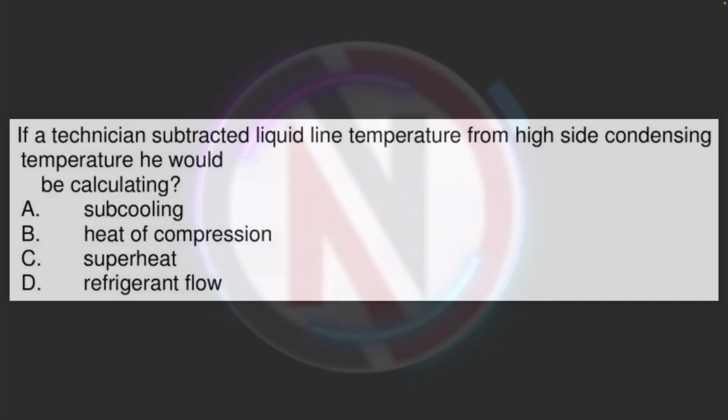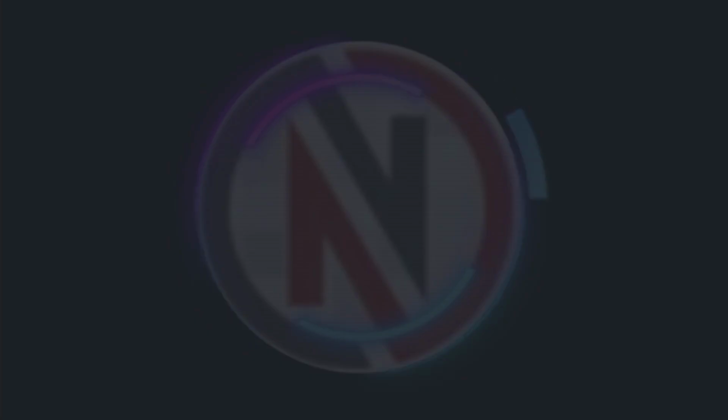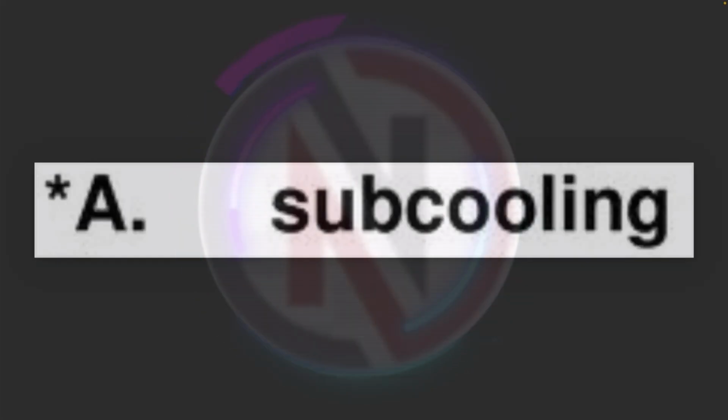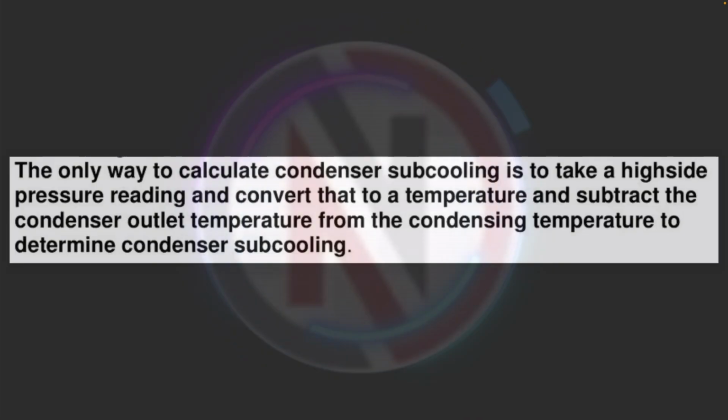If a technician subtracted liquid line temperature from high side condensing temperature, he would be calculating: A. Subcooling. B. Heat of compression. C. Superheat. D. Refrigerant flow. A, subcooling. The only way to calculate condenser subcooling is to take a high side pressure reading and convert that to a temperature, and subtract the condenser outlet temperature from the condensing temperature to determine condenser subcooling.